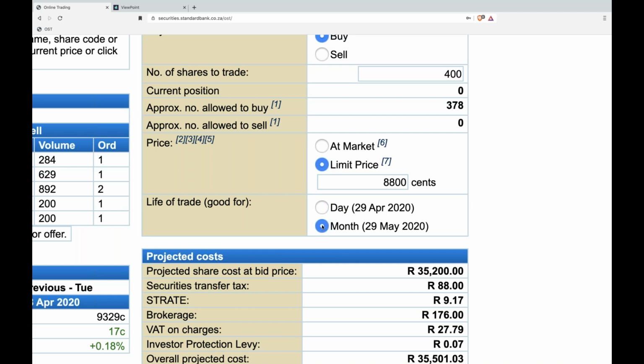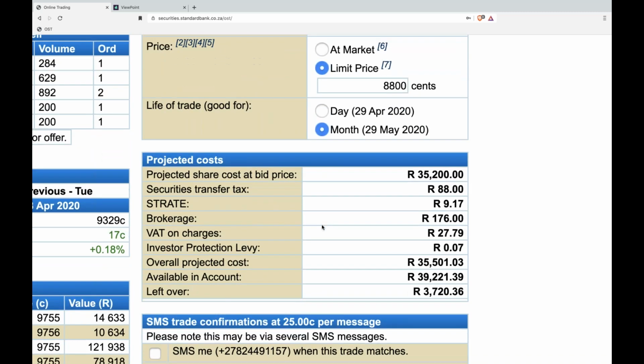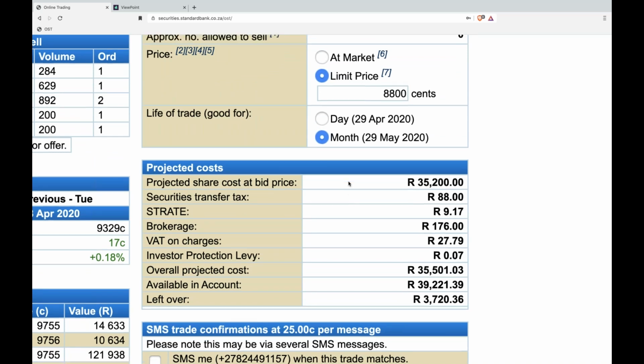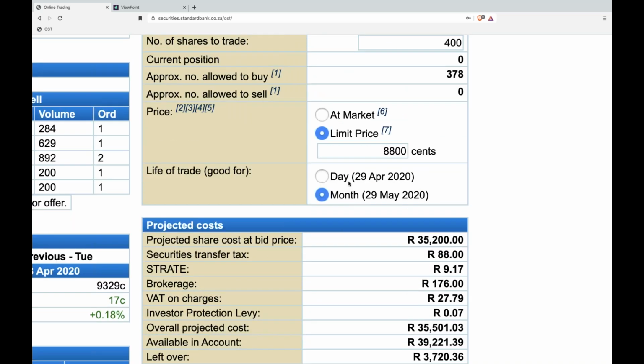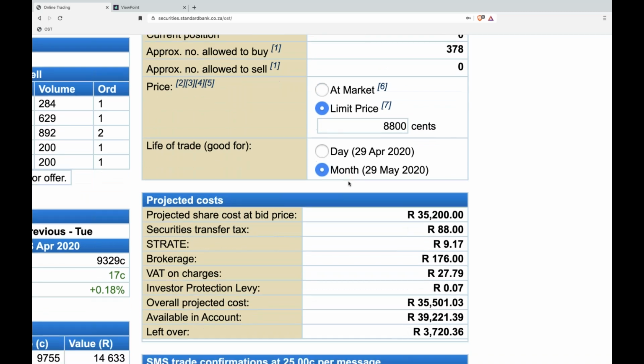Good for month is exactly the same rule, but for a much longer period, in that it is for a month rather than for a day. What we see as we head further down is the costs involved. So projected cost share at bid price. Now in this case, I've put in a fixed price of 88. So at 88 Rand, I'm going to pay 35,200 Rand, and that will be to purchase the shares.